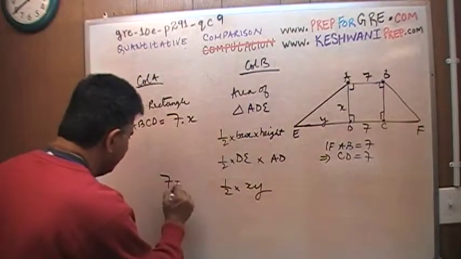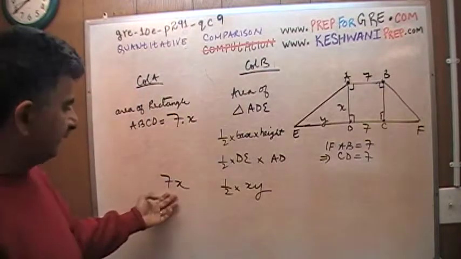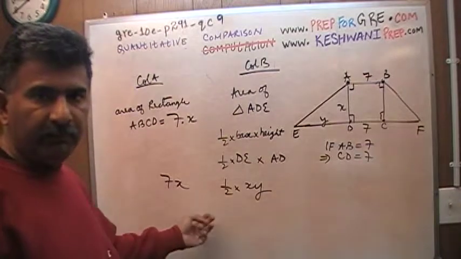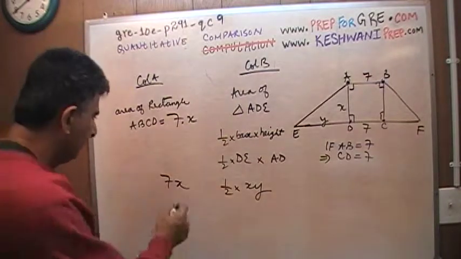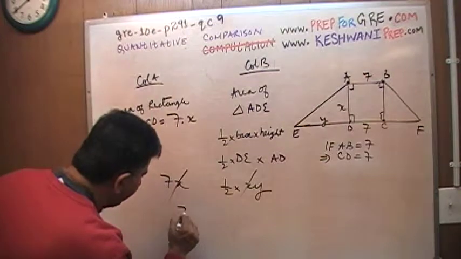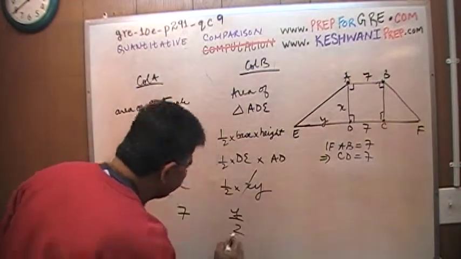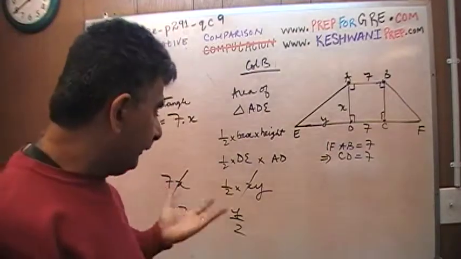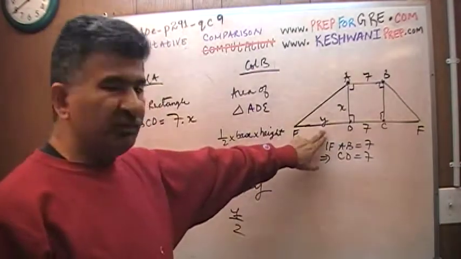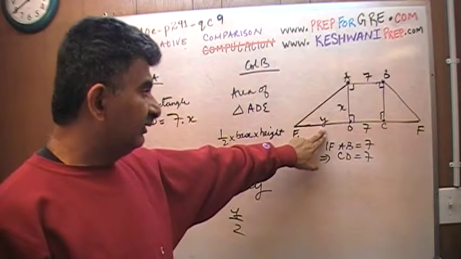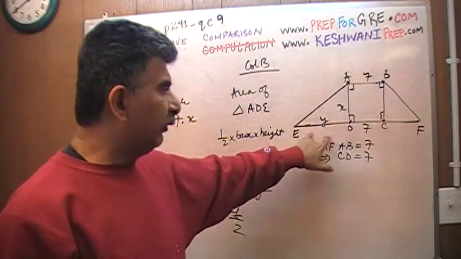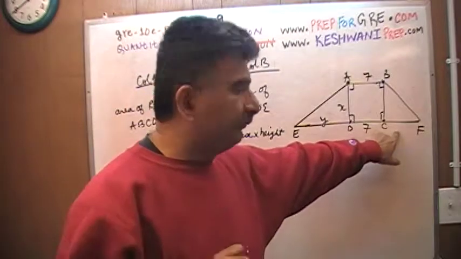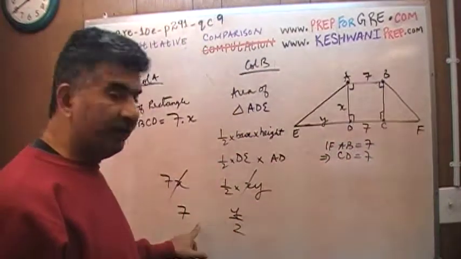They want me to compare two quantities, 7x and half xy. Even if I divide both columns by x, I'm still comparing 7 versus half of y. But I don't know what y is, so I cannot really tell. If y happens to be 14, which is possible, with E to D being 14 and this being 7, leaving only a distance of 1 from C to F, the answer will be C.